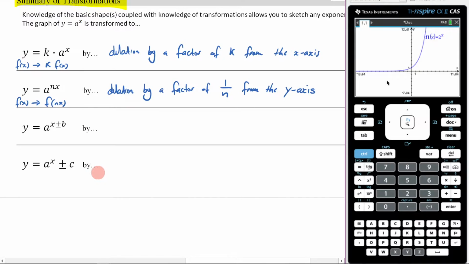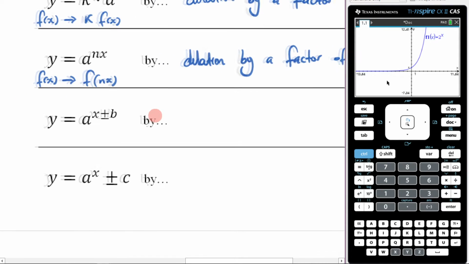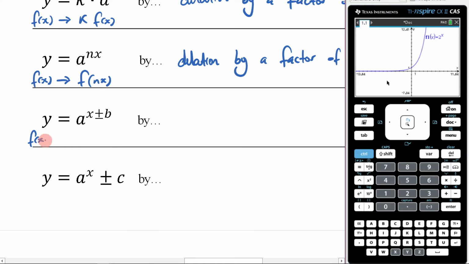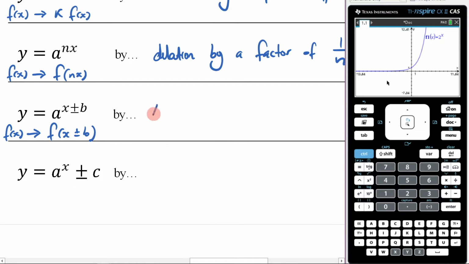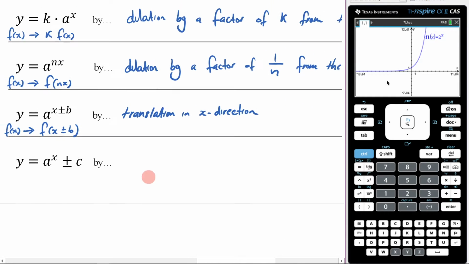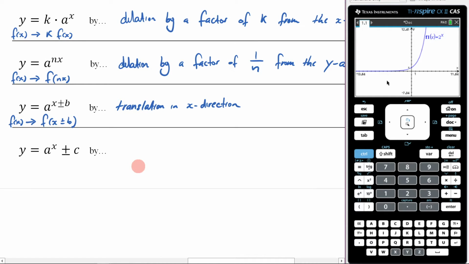All right, we continue on here. Now this is saying that we've got f of x, and then, as you can see, we're plussing or minusing b from the x. So this would be f of x plus or minus b. That means we've got a horizontal shift happening here, or to think about it another way, a translation in x direction. So moving it left or right. That's not how you spell direction. Let me try that again. Direction. Perfect.